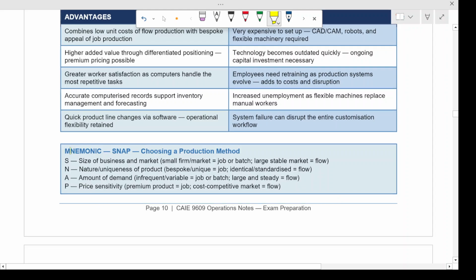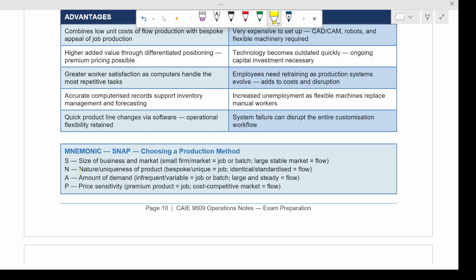So we made a mnemonic for how to choose a production method, and it goes by SNAP. S stands for size of business and market. So for a small firm or market, a job or batch production process is considered safe. For a large and stable market, the flow production method should be preferred.